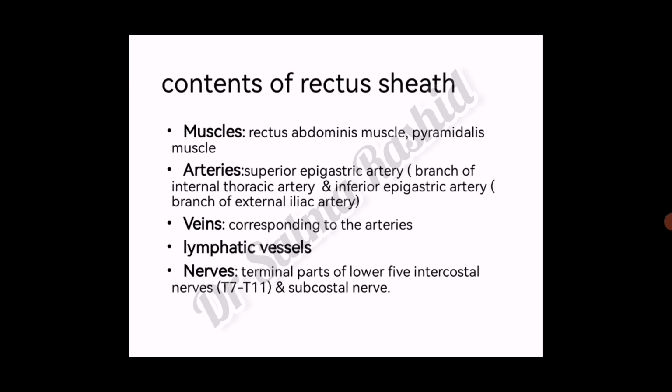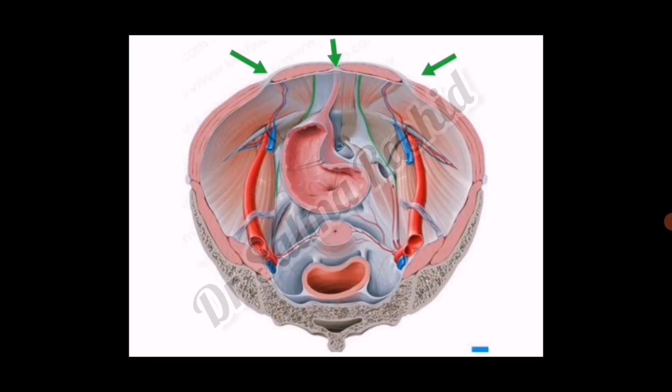There are lymphatic vessels present, and there are nerves: the terminal parts of the lower 5 intercostal nerves and the subcostal nerve. In this picture, you can see the rectus sheath encloses the rectus abdominis muscle and the inferior epigastric vessels passing into the rectus sheath.